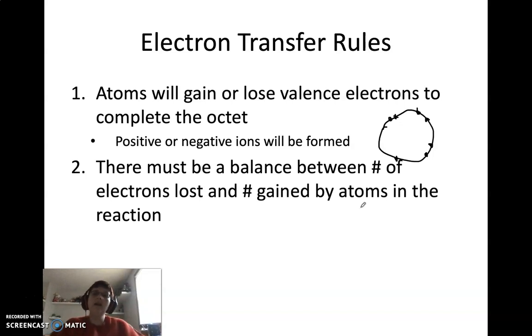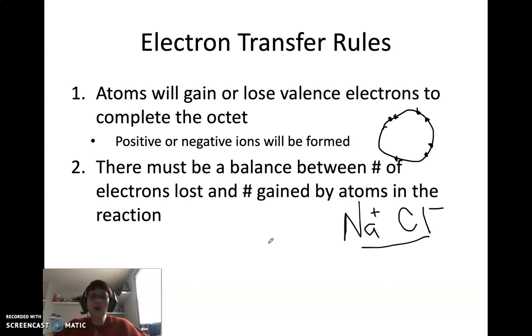So we've got that. The next thing is, how do we make one of these ionic compounds? There has to be a balance between the number of electrons lost and gained by the atoms in a reaction making an ionic compound. So the one that we just saw, sodium and chlorine, this guy lost one, this one gained one. These are balanced, right? It's 1 to 1.